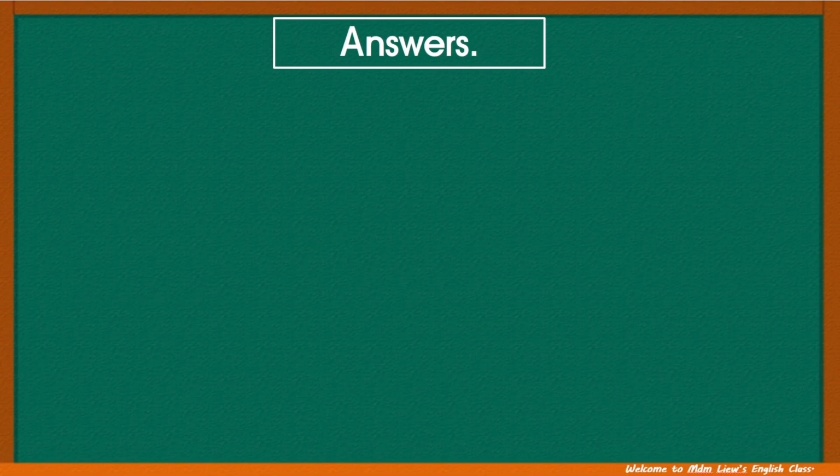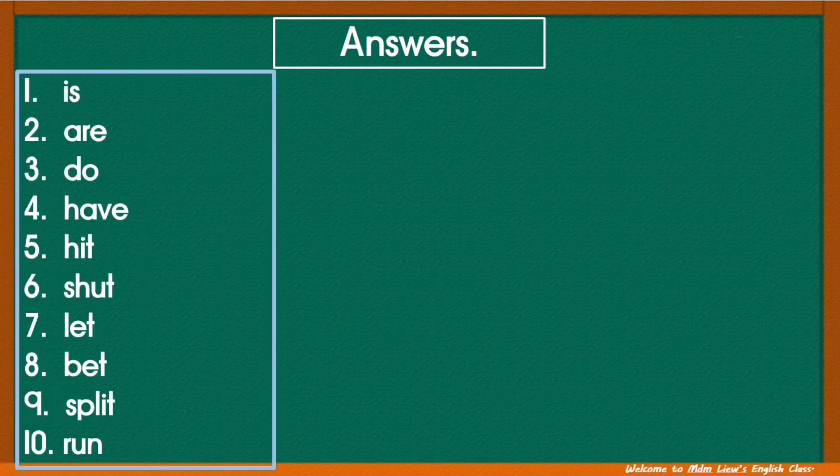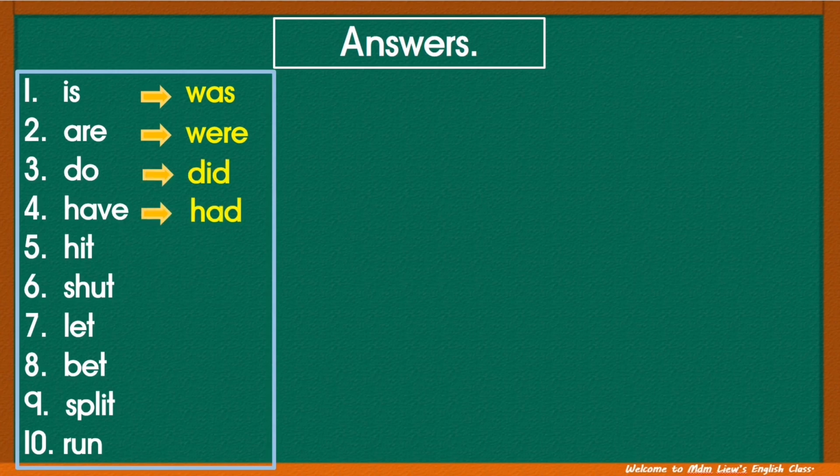Now, let's check the answers together. If you got the answer wrong, please write down the correct answer. Are you ready? Is becomes was. Are becomes were. Do becomes did. Have becomes had. Hit remains hit.